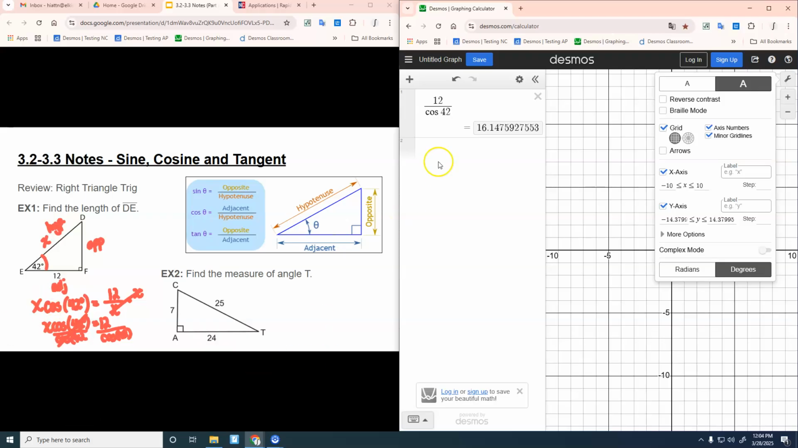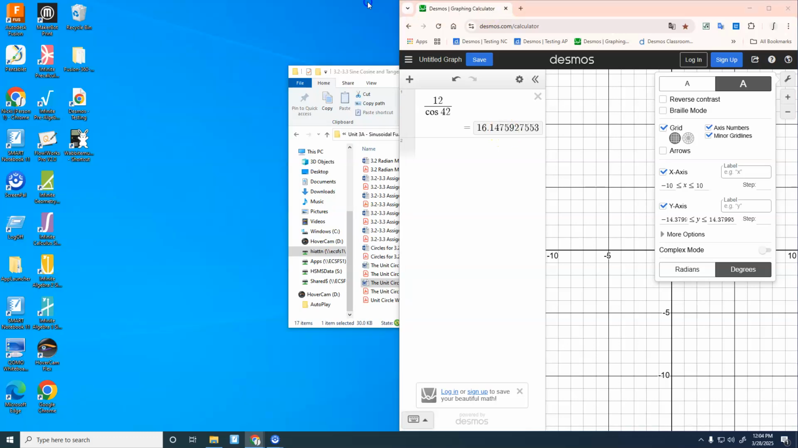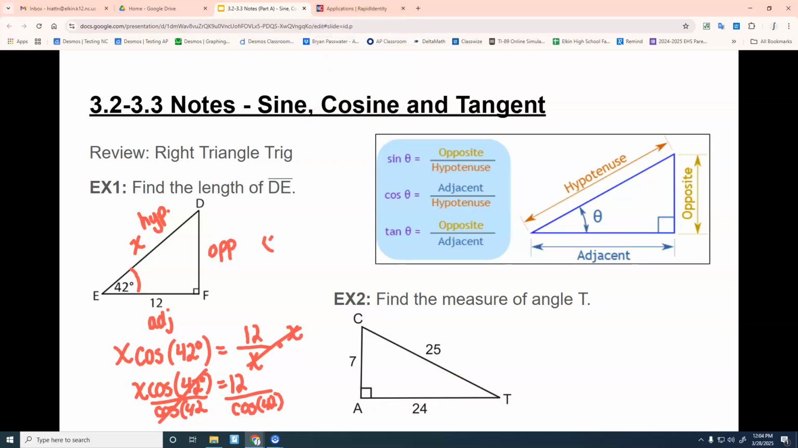So I get 16.148 for that. So x is 16.148, whatever the units are for this. And that looks about right because it is definitely going to be longer than 12.